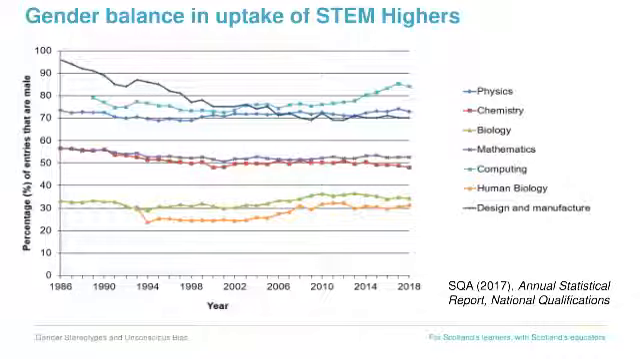What is especially interesting is that these figures have remained fairly consistent for over 30 years, despite numerous interventions to increase the uptake of STEM subjects for girls. This suggests that there is a need to explore the underlying issues that contribute to this imbalance in a more sustained and profound way.